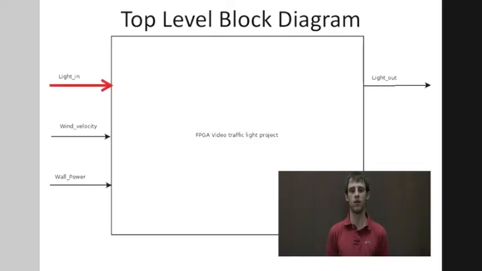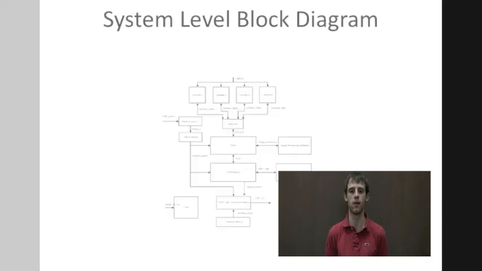Presented here is the top-level block diagram. Light in represents the light reflecting from the real-world objects into the cameras to produce 4 video streams. Wind velocity represents the force of wind on the cameras, which will cause jitter in the video. One of our unique design concerns is that this may cause too much movement in the image processing block and distort the data. While power powers the system, light out represents the light from the traffic light simulation boards.